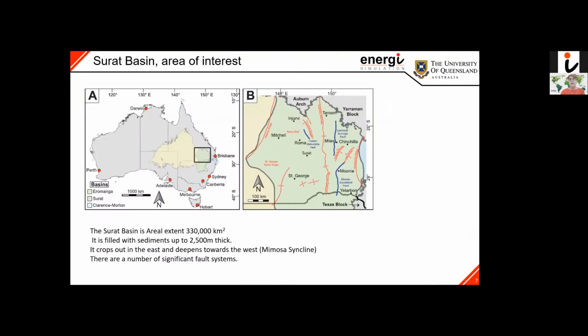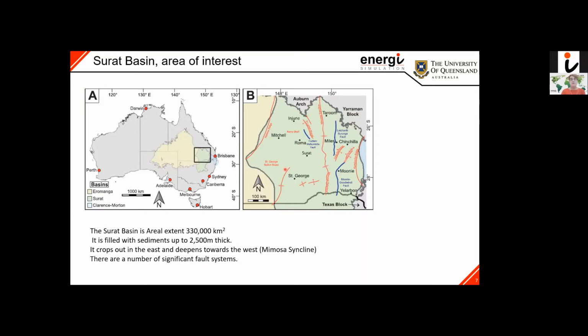Most of these power stations are actually sitting on top of a major sedimentary basin. So the Surat Basin is quite large. It's more than 300,000 square kilometers. This is roughly the size of Germany, or 8 times the Netherlands, where I'm at right now. It crops out to the east and deepens towards the west. And here in the Mimosa Syncline, we have the thickest sedimentary section of about 2,500 meters.